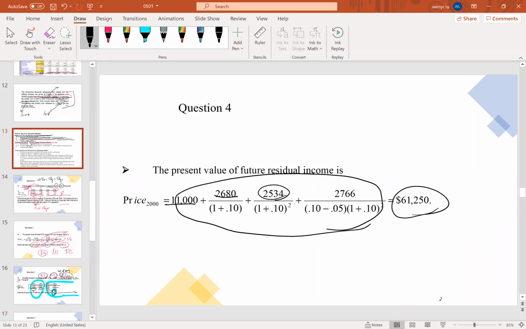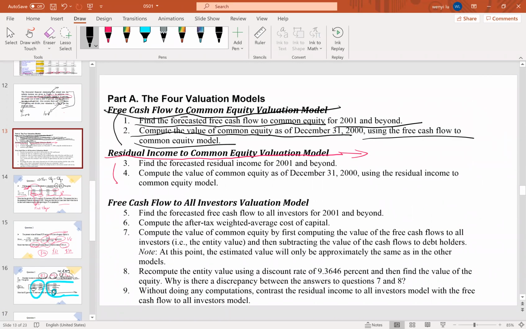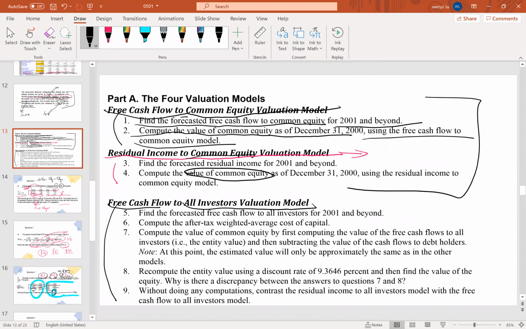We use our residual income to the common equity model to do the calculations. So now we reviewed the two models: one is the free cash flow to the common equities, and one is the residual income to the common equity valuation model. Now we will study the other models, for example, the free cash flow to all investors valuation model.